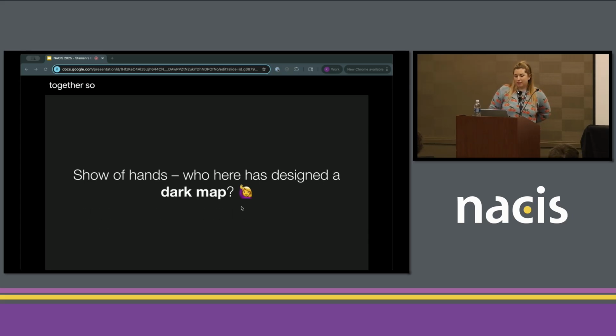So, show of hands, who here in the audience has designed a dark map before? Okay, when I ran this at work, no one raised their hand, and I was like, several of you have, and you're just shy, so I'm glad that you guys are not shy.